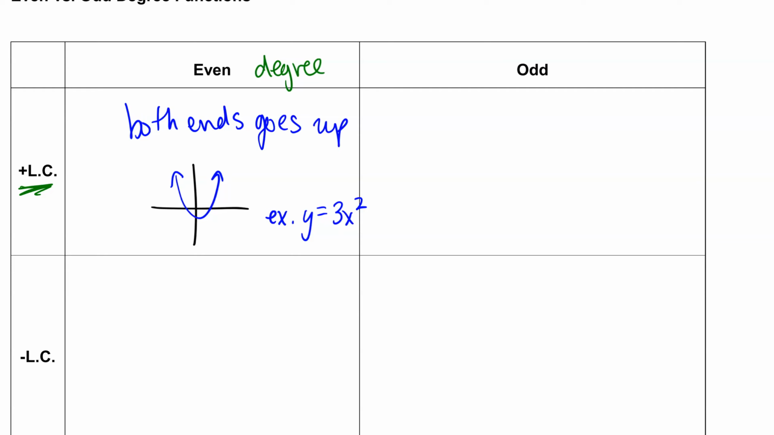I'm going to point that out for you one more time. Positive leading coefficient, a positive number in front of the variable. Even degree means an even exponent. So imagine if we have an even degree. If I keep this the same, x squared, but a negative leading coefficient, the negative in front causes it to reflect down.